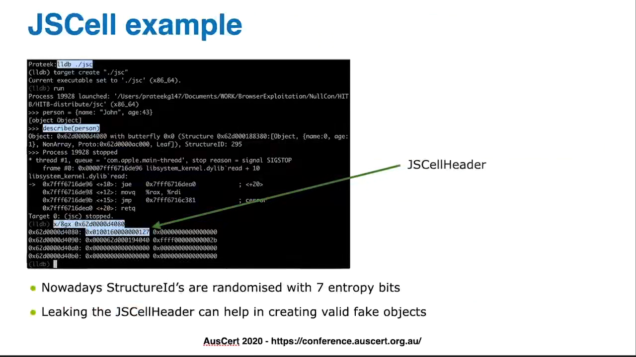So nowadays, as we discussed, the structure IDs are randomized, and hence leaking the JSCell header is important in creating valid fake objects. In this case, you can see that you have an object called person, and the JSCell header is located at this address. The address of the object is 4080, it starts at 4080, so the JSCell header comes at the very first.